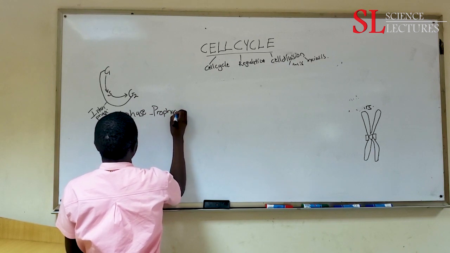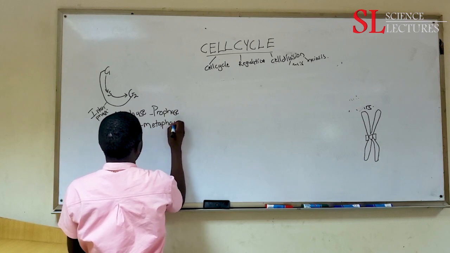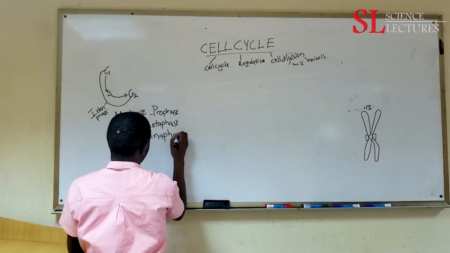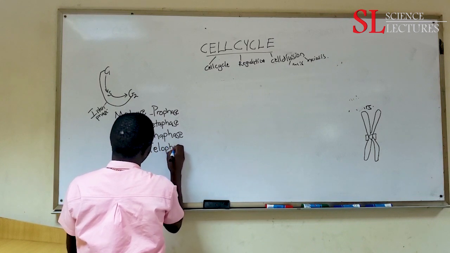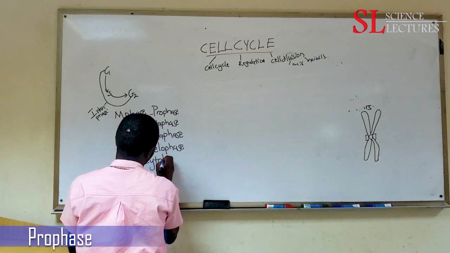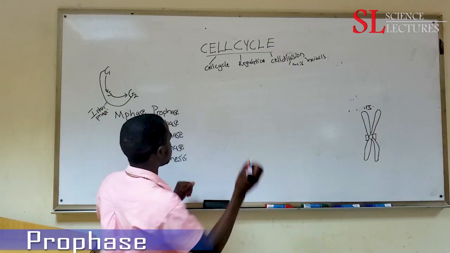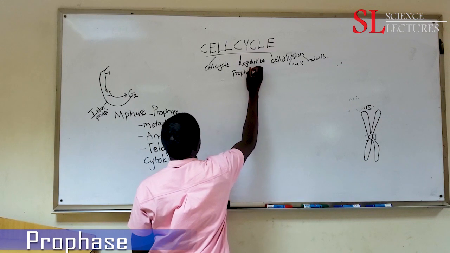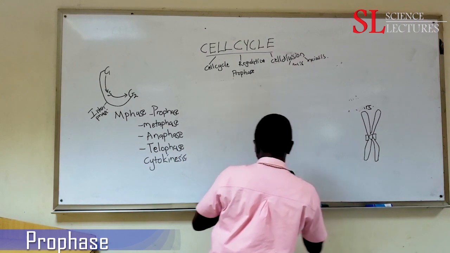Then from prophase, the cell shall proceed to metaphase. Then from metaphase, the cell shall proceed to anaphase. Then from anaphase, the cell shall proceed to telophase. Then the M phase shall conclude with a certain process called cytokinesis. So let's begin with prophase. As our cell is proceeding to prophase, it would look like this.